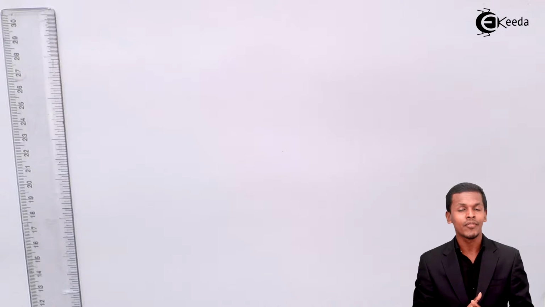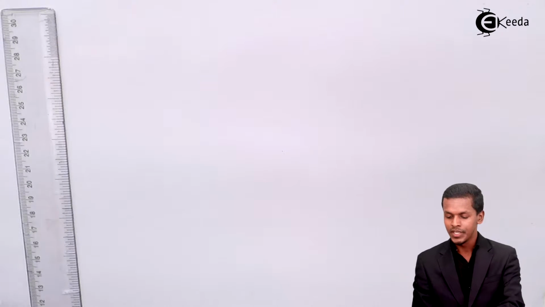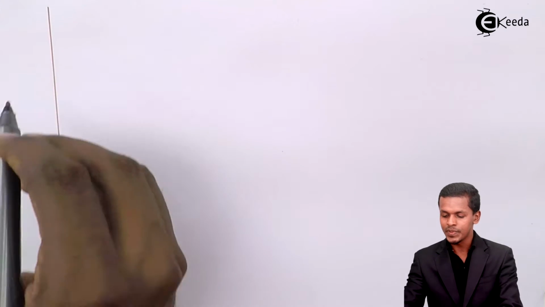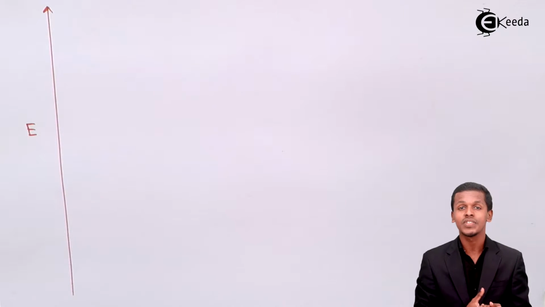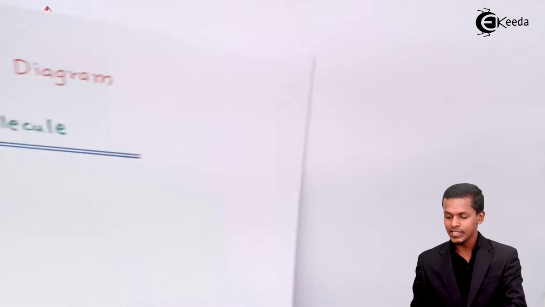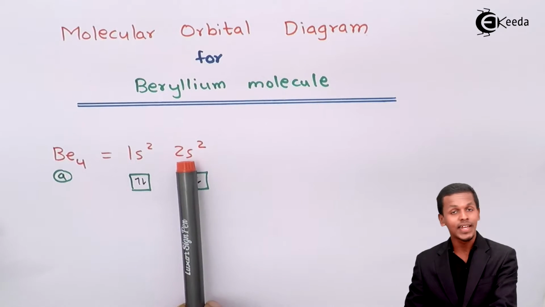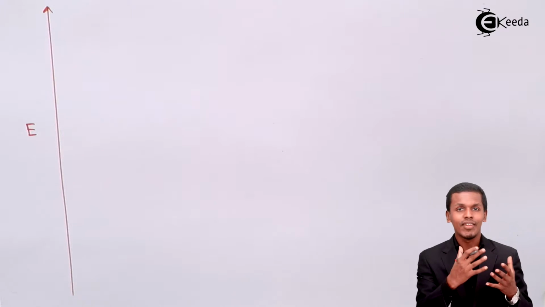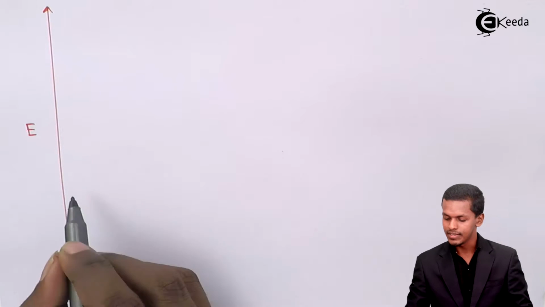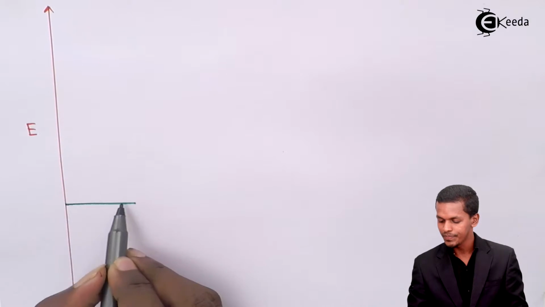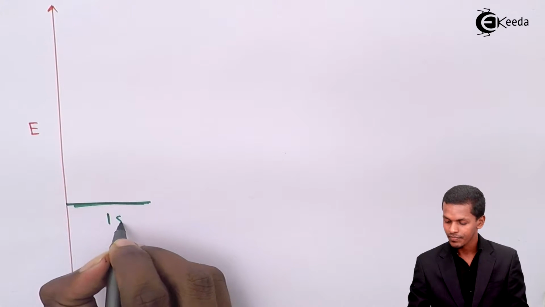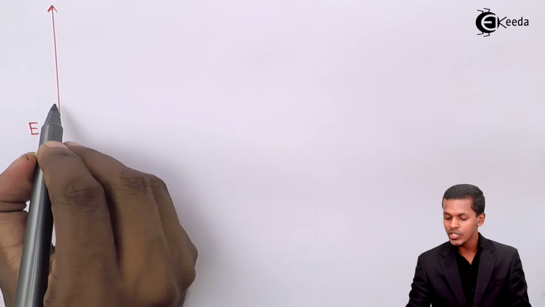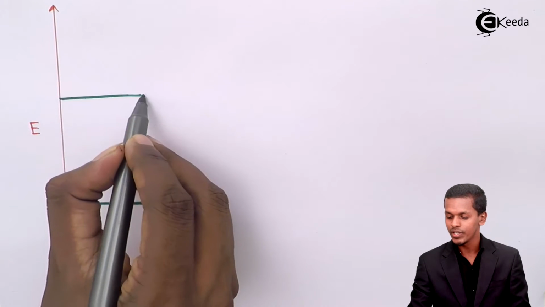Before going to the molecular orbitals, the first thing we have to do is represent the energy levels of the atomic orbitals, and that is what I am doing. This is the energy axis. The orbitals involved in this case are 1s along with 2s. The 1s will have a lower energy, so I represent it over here in this way. That is the 1s orbital. While the 2s orbital will have higher energy, and that is what I am representing over here.